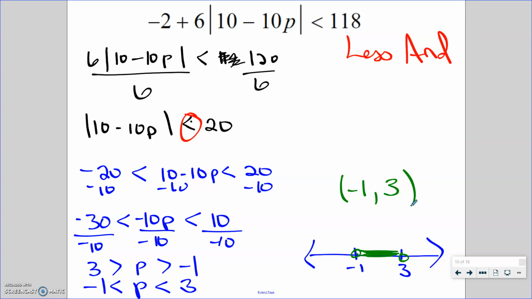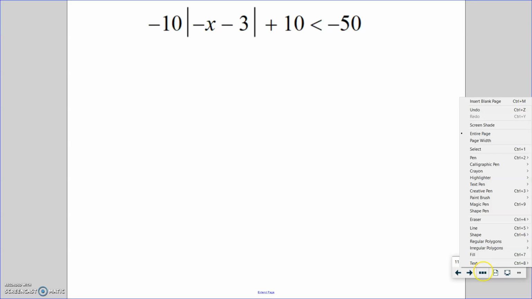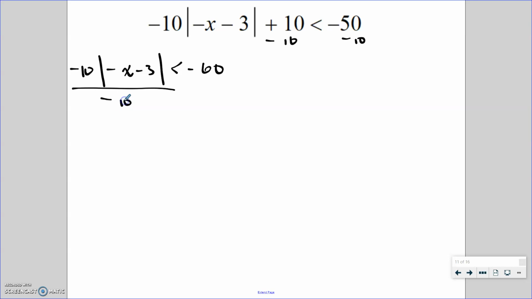Okay, cool. Let's practice one more. Go ahead and write this down. Pause if you need to. First thing I'm going to do, isolate my absolute value bars. So subtract that 10 over. And so you get negative 10 times the absolute value of negative x minus 3 is less than negative 60. Now divide off a negative 10, and you get the absolute value of negative x minus 3 is greater than 6. It flips the sign, because we divided by a negative.